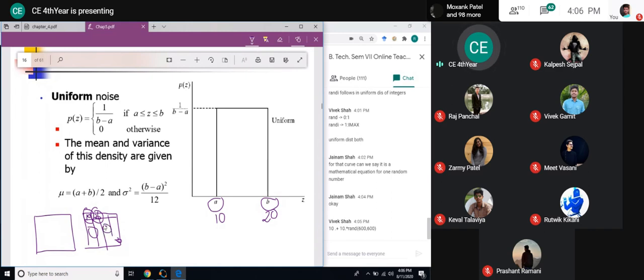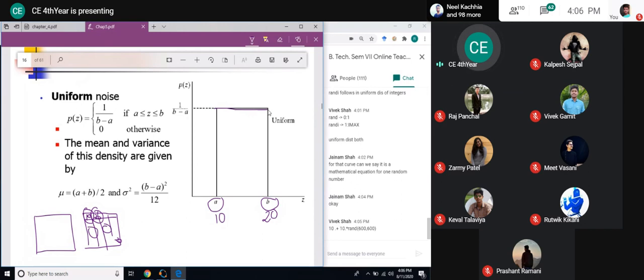Whatever the probability of occurrence of 12, all probabilities are equal. Vivek has given some equation here: 10 plus 10 into random 600 cross 600. The round function will be needed.